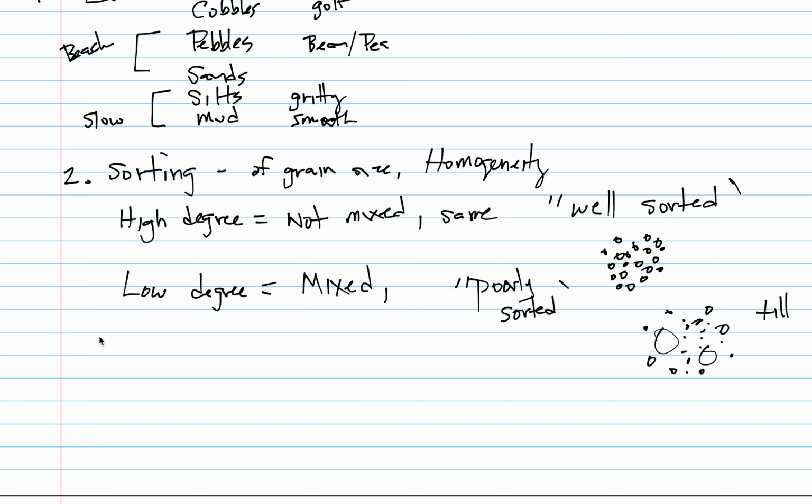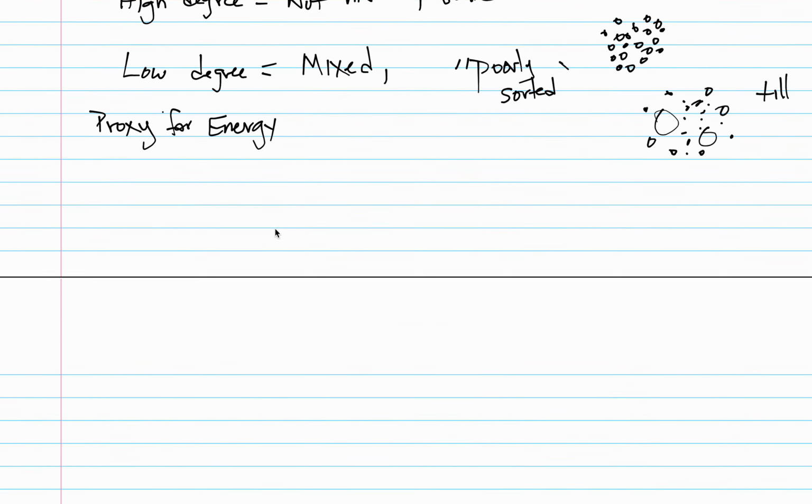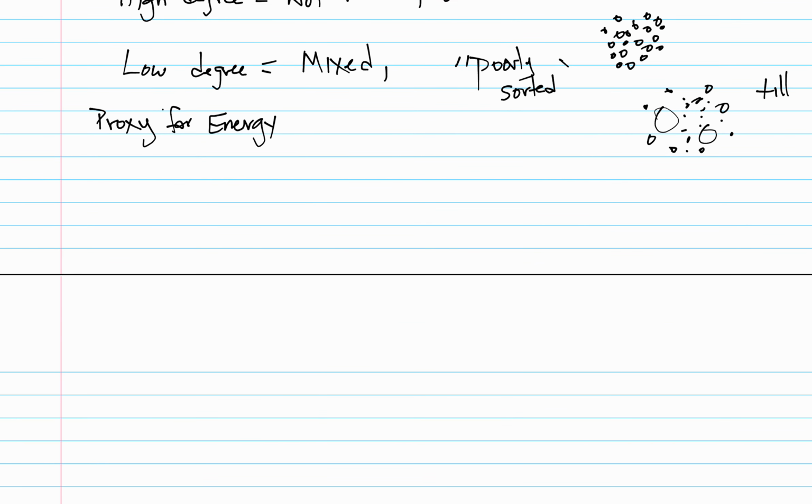Now, sorting is also a proxy for energy. Something that has a lot of energy is able to mix a lot of things up together. Lower energy systems tend to have a better degree of sorting. All right, now what do we got next? Number 3 is rounding.